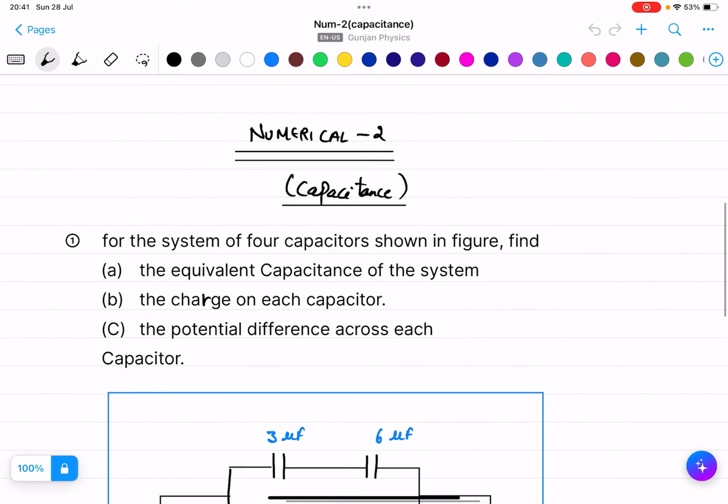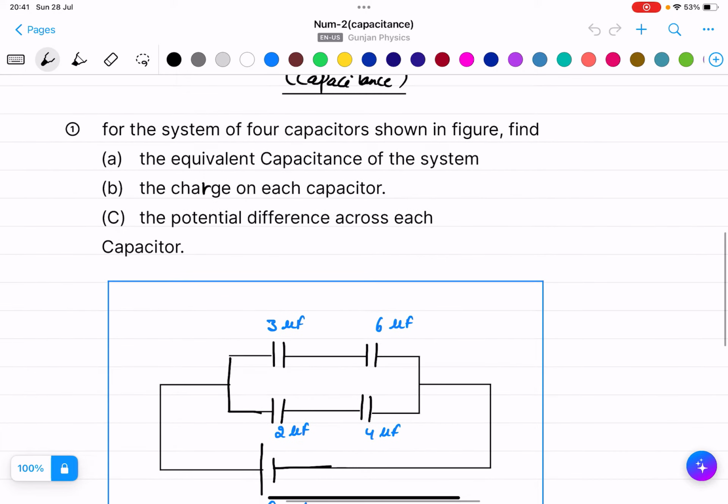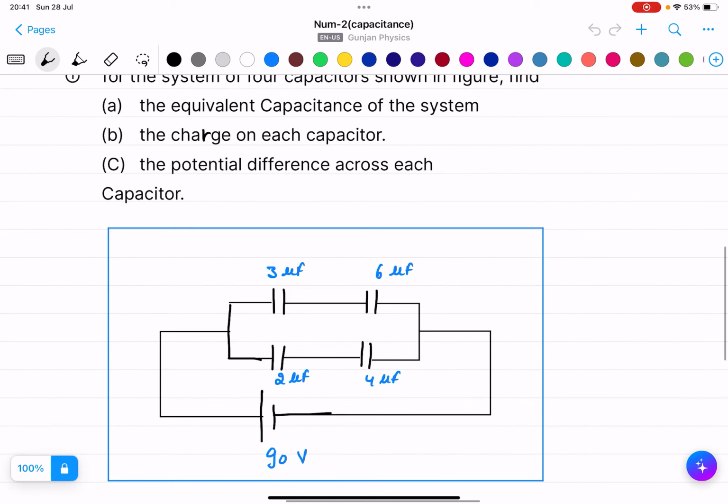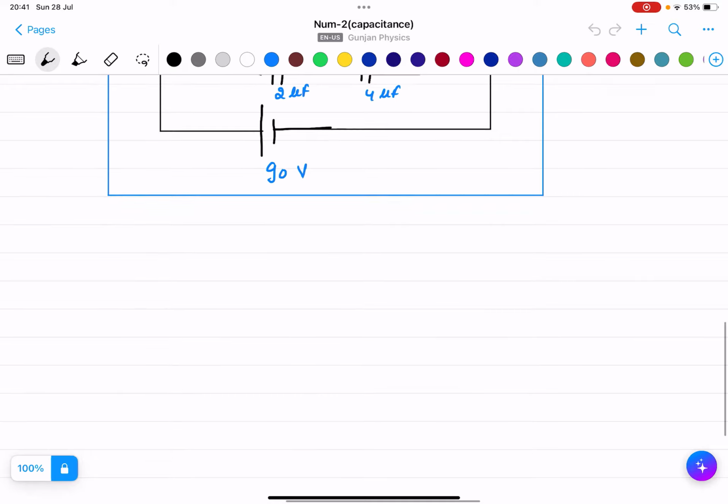Okay, so this is question number two. The second question is given: for the system of four capacitors shown in the figure, there are four capacitors, 3 microfarad, 6, 2, and 4. We need to calculate the equivalent capacitance. Let us solve the A part first.